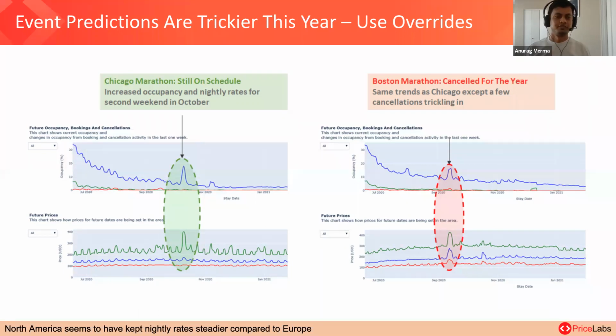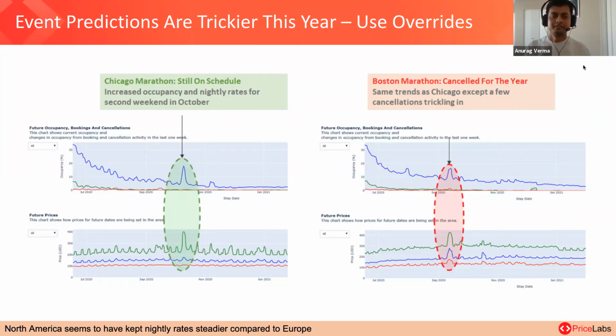And then the bottom chart shows the percentiles of price, like the median price, the top 25th percentile price, and the bottom 25th percentile price. The reason we pulled out these two is to highlight just how difficult it is going to be to predict events and increase or decrease prices for them, because the signals in the market, which are normally pretty reliable, are fairly noisy right now. The two charts are essentially trying to highlight Chicago and Boston, which are both hosting their marathons this fall.